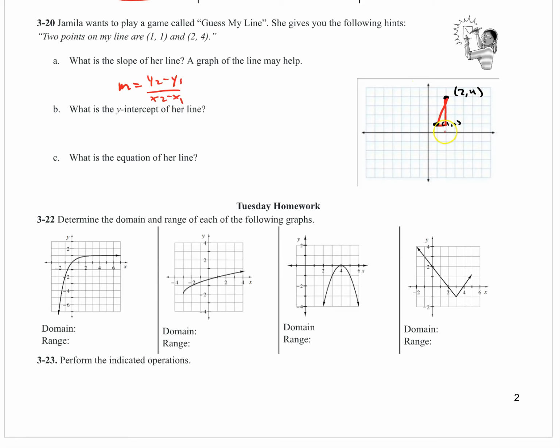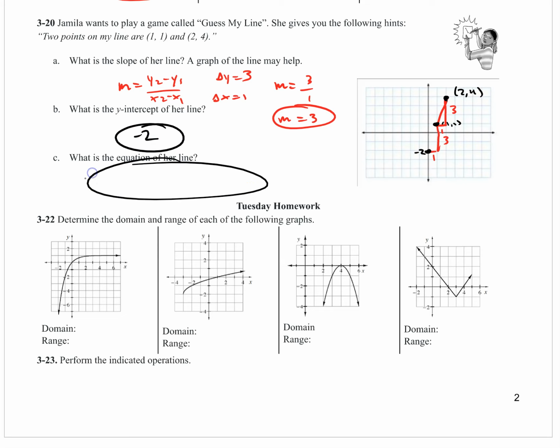Since I already drew it on the graph, I'll just finish it. This says a change in x of 1 and a change in y of 3. Right, so my slope is 3 over 1. But wait, 3 divided by 1, that's just 3. Okay, what's the y-intercept? Well, following this same pattern, if I went down 3 and over 1, I'd be on the y-axis, right? Over 1, up 3, over 1, up 3. Negative 2. All right, I'll let you write the equation.